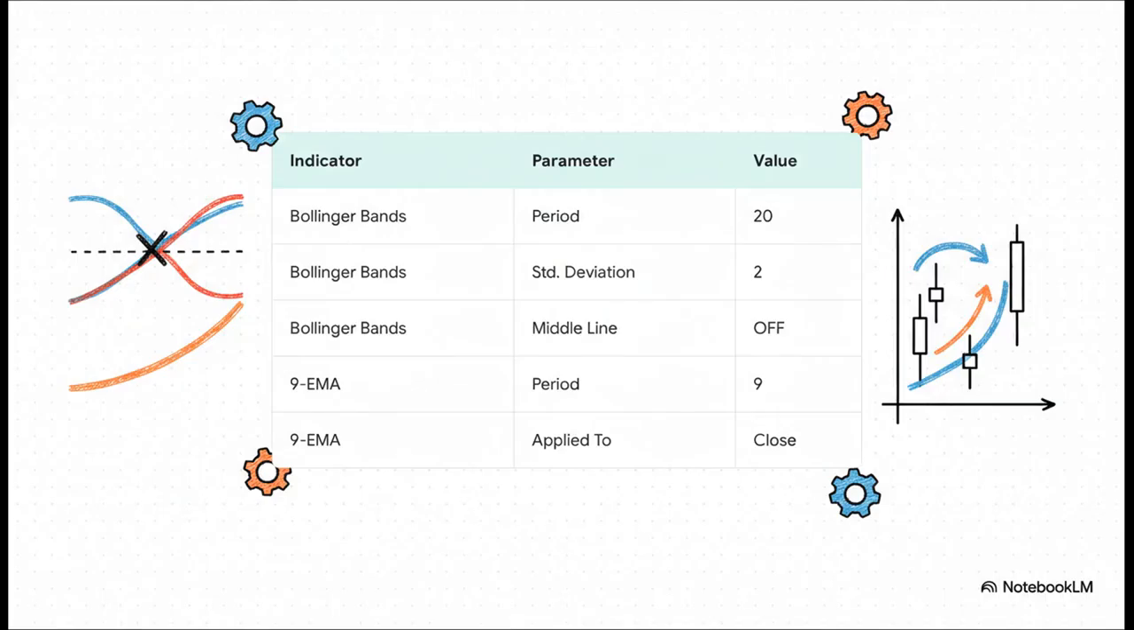Now listen up, because these settings are super important. Seriously, they're non-negotiable if you want this to work. For your Bollinger Bands, set the period to 20 and the standard deviation to 2. And here's a key detail. Turn the middle line off. We don't need it. For the 9 EMA, just apply it to the close. Once you've got that dialed in, you're officially ready to start hunting.